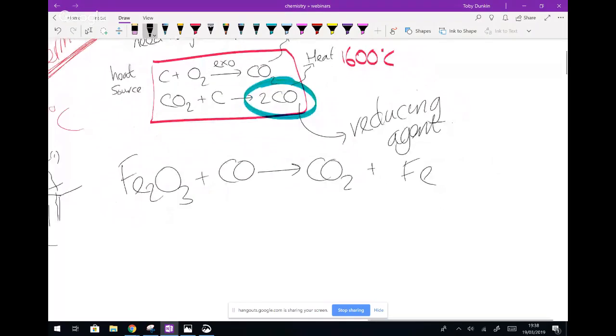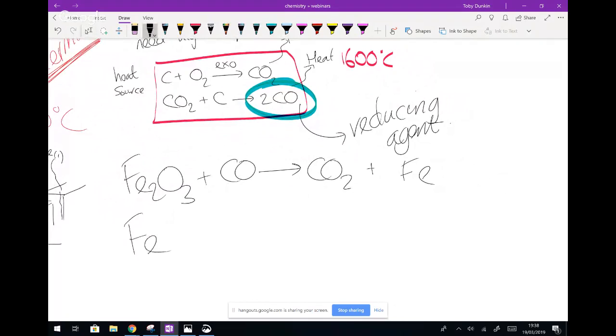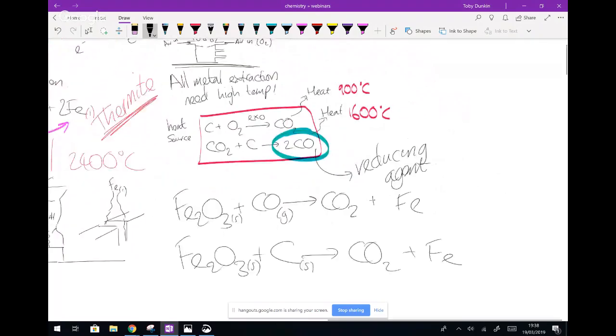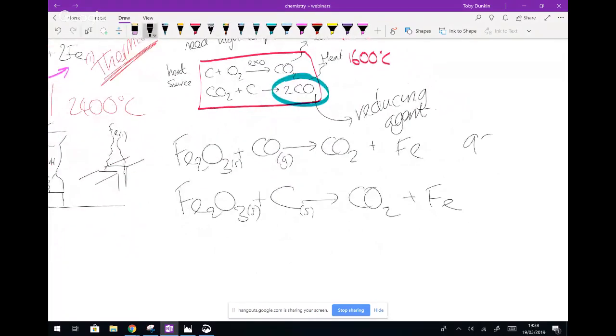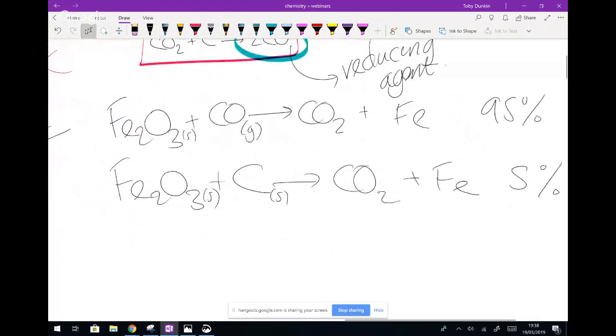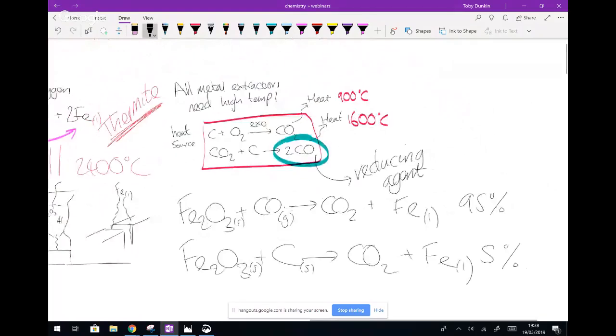People often ask, can it not just be iron oxide reacting with carbon? Yes, it can be, but that's actually very rare. The reason is carbon's a solid, and the chances of 2 solids coming together would only be at the surface, whereas carbon monoxide is a gas. So it's going to bump around and collide with stuff, which is far better. This happens 95% of the time, and the other happens 5% of the time. However, both equations are correct for the formation of iron, and the iron comes out liquid.